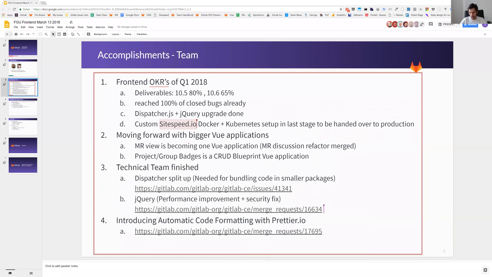Overall, in our technical directions, we are making quite good progress. We are moving more and more to Vue and also bigger Vue applications, so having better data storage, having routers in there. We are going more in the single page application direction. It's working quite well, especially with reusing components, so we have components that are reused by different product parts.